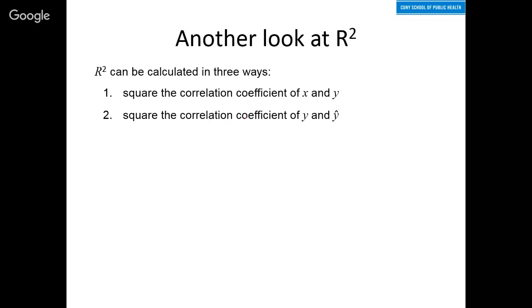Alternatively, we didn't cover this one, but if you just take your predictions for y and calculate the correlation between your predictions and your actual values, that gives you a Pearson correlation. You can square that and get your coefficient of determination R squared. That's kind of cool.